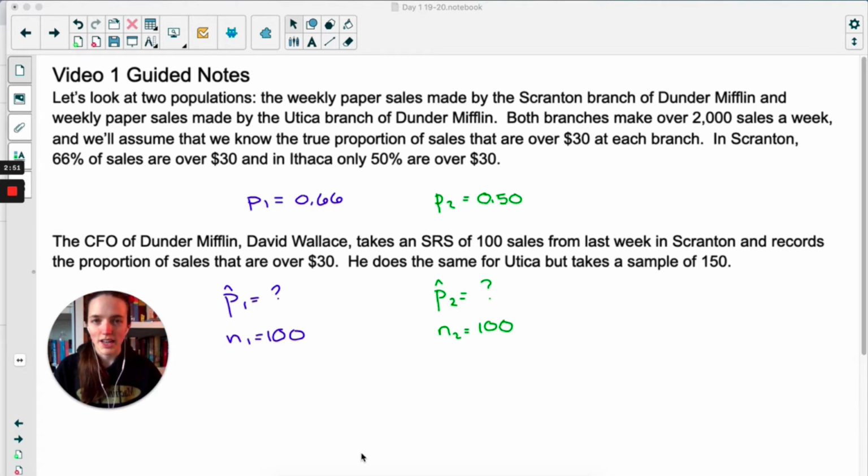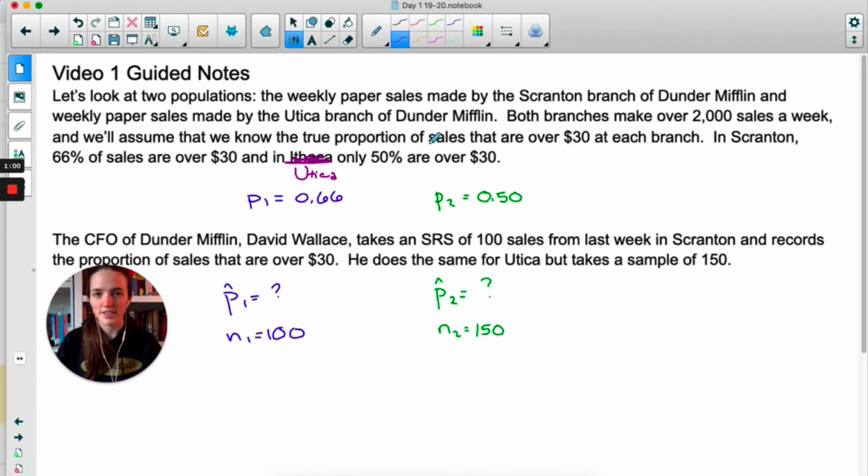So let's say we actually know what those are. In Scranton, we happen to know that the true proportion is 66%. Ithaca, I wrote Ithaca, gosh. I'm not from the East Coast, so I don't know. Utica, only 50% are over $30. So we have P1 and P2. Now we have 2 distinct populations. We've got Scranton, we've got Utica, P1 and P2.